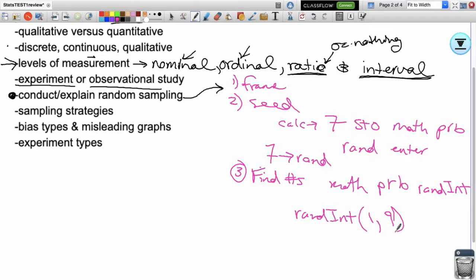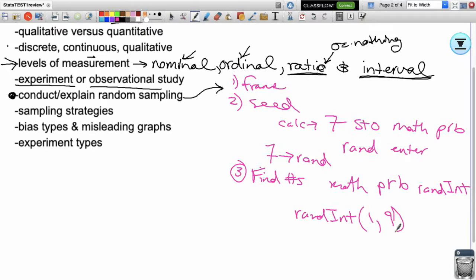What happens if you need 5 random numbers and they tell you each person can only be selected once? What happens if you get the number 3 twice? Just hit enter again and get a different number. Okay? And that's how you're going to randomly select an item.